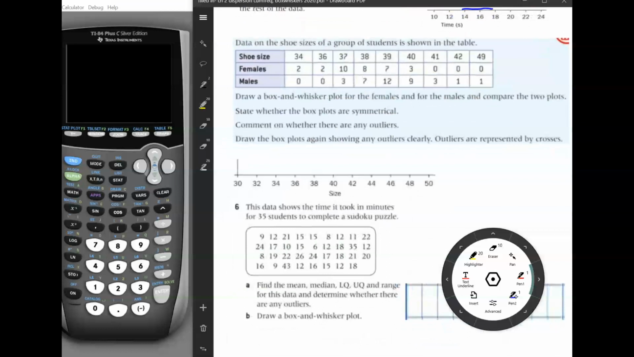Data on the shoe sizes of a group of students is shown in the table. So this is kind of an unusual data table because it's got 3 rows instead of 2. Remember how I always said that, probably in 90% of the cases, they're going to have the first row be X and the second row be the frequency list, right?